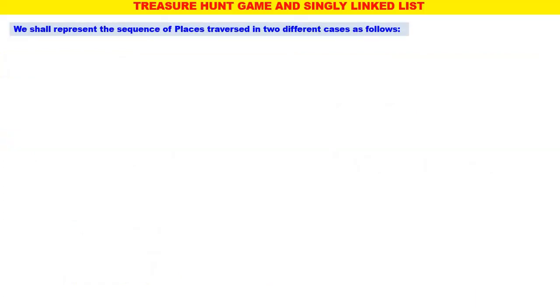Now, we shall represent the sequence of places traversed in two different cases as follows. Let us refresh. Where did we start? We started from BMS College of Engineering. From BMS College, we went to Kemp Fort, where we got the biggest Shiva idol. From Kemp Fort, we went to ISKCON Temple.